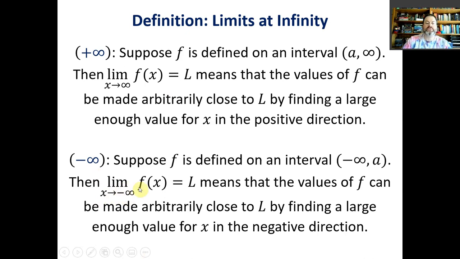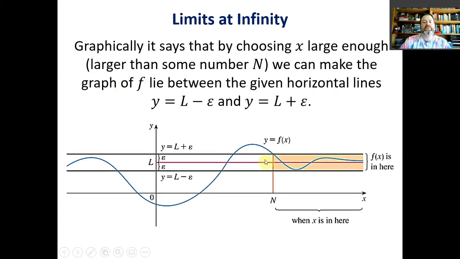If x is heading towards negative infinity, it just means that we're trying to get close to the limit. And if you move far enough to the left on the graph, your function will get close enough to L. So here, we can move far enough to the right to get closer to L. Here, it just means we can move far enough to the left to get close to L. And the picture really tells you everything you need to know. So it's similar to the epsilon delta proofs, but it's not the same.